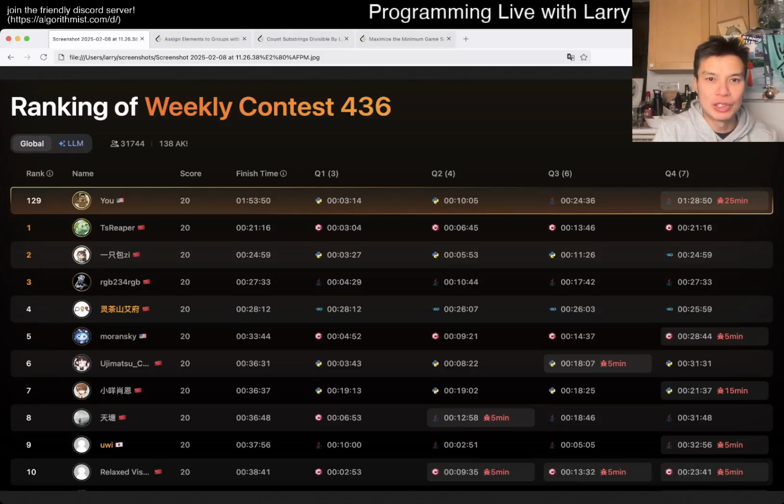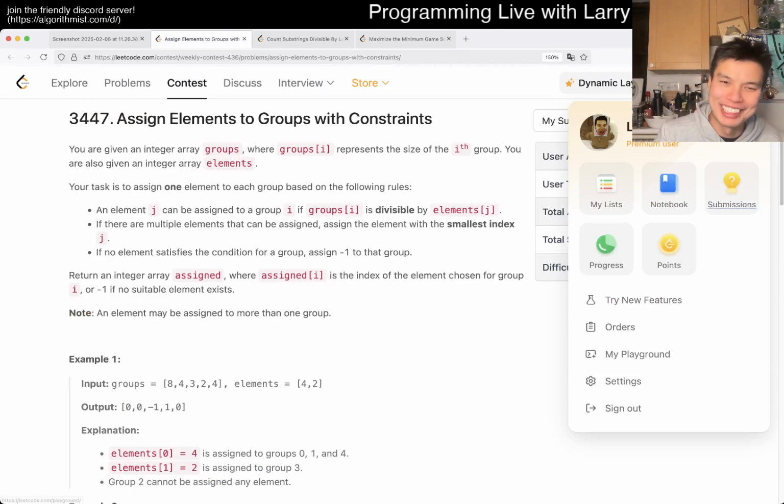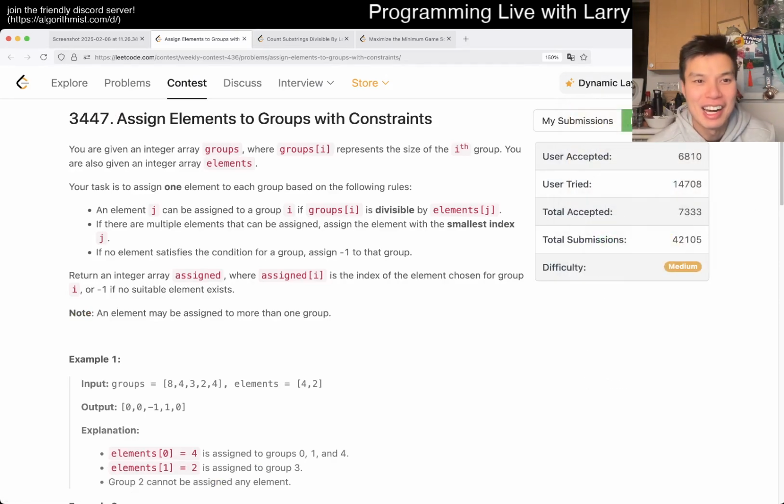This is me going over Q2 of the weekly contest 436, Assign Elements to Groups with Constraints.